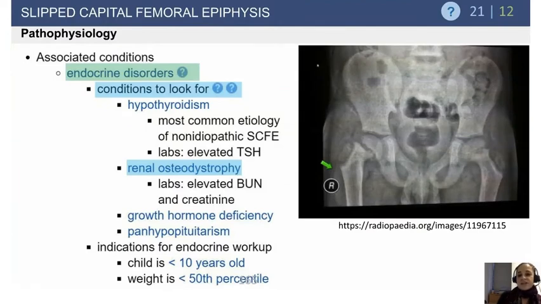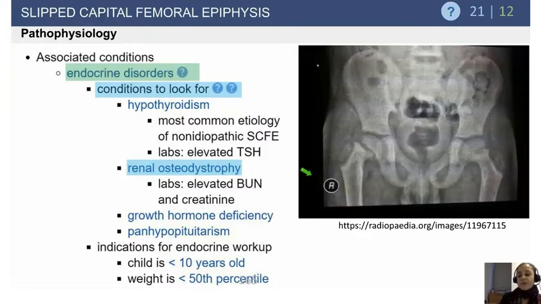So there are several conditions that are associated with slipped capital femoral epiphysis. The most important to look for is probably the endocrine disorders. Most commonly, we're going to see hypothyroidism. And to diagnose this, you'll see an elevated TSH. This can also be associated with renal osteodystrophy, which is actually shown here. This x-ray is a patient with renal osteodystrophy. And these patients demonstrate an elevated BUN and creatinine.